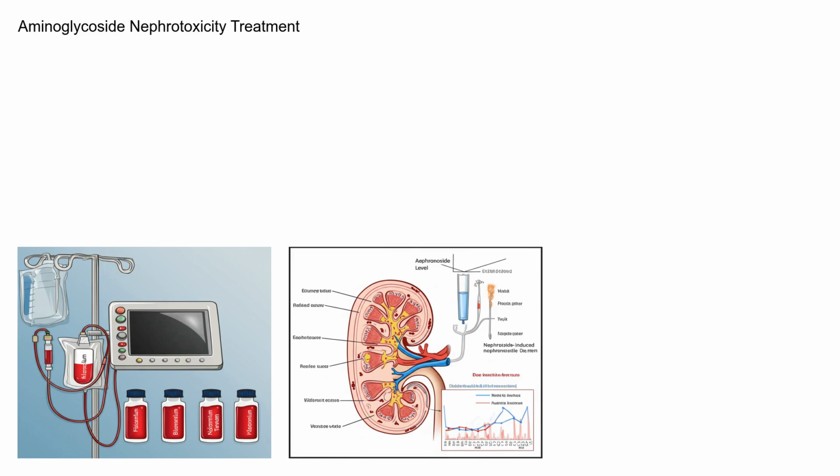The cornerstone of treatment for aminoglycoside nephrotoxicity is to promptly discontinue the aminoglycoside antibiotic. Supportive care is crucial to manage the consequences of kidney dysfunction. This includes careful fluid management to prevent volume overload or dehydration. Electrolyte imbalances, such as hypokalemia or hypomagnesemia, need to be corrected. In severe cases of acute kidney injury, dialysis may be necessary to remove waste products and excess fluid from the blood, giving the kidneys time to recover. Close monitoring of kidney function and electrolyte levels is essential throughout the treatment process.